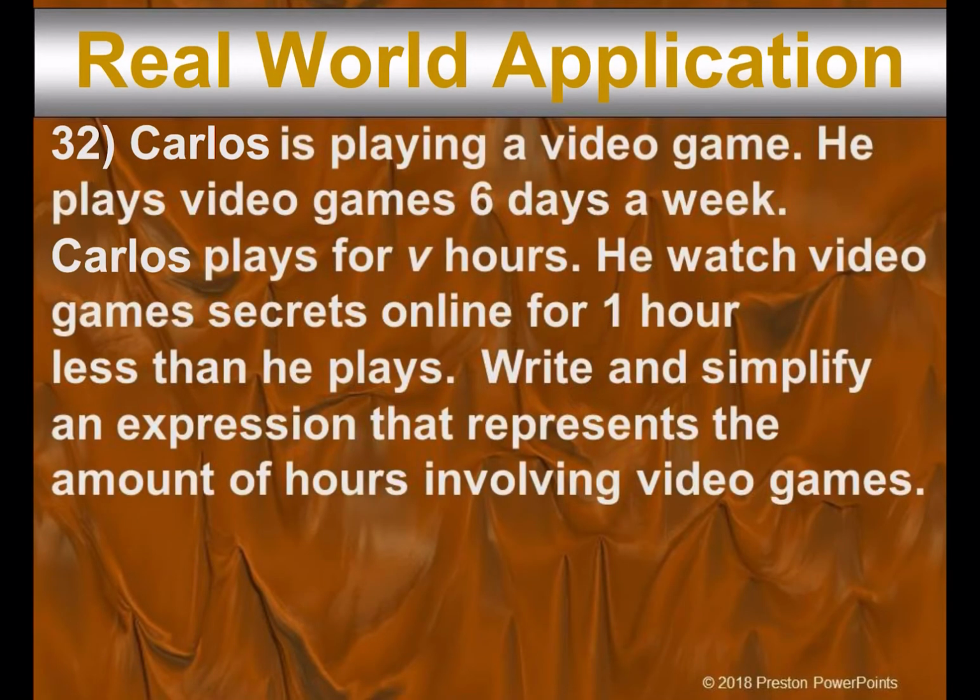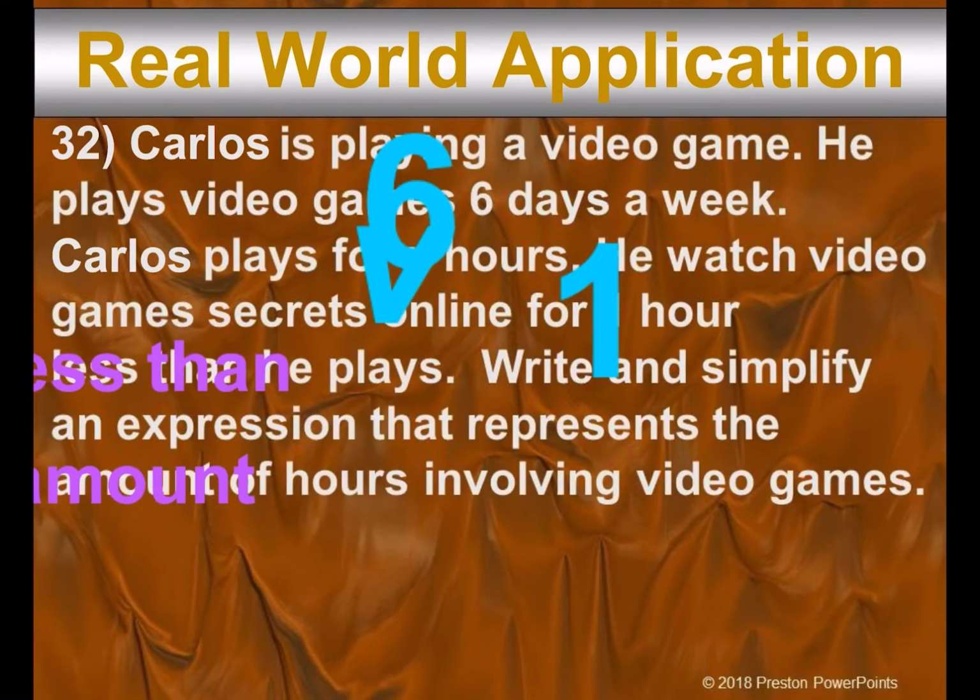So let's look at this example. Carlos is playing a video game. He plays video games 6 days a week. Carlos plays for V hours. He watches video game secrets online for 1 hour less than he plays. Write and simplify an expression that represents the amount of hours involving video games. So we have a couple things here: 6 days, V hours, and he watches video game secrets online for 1 hour less than he plays.